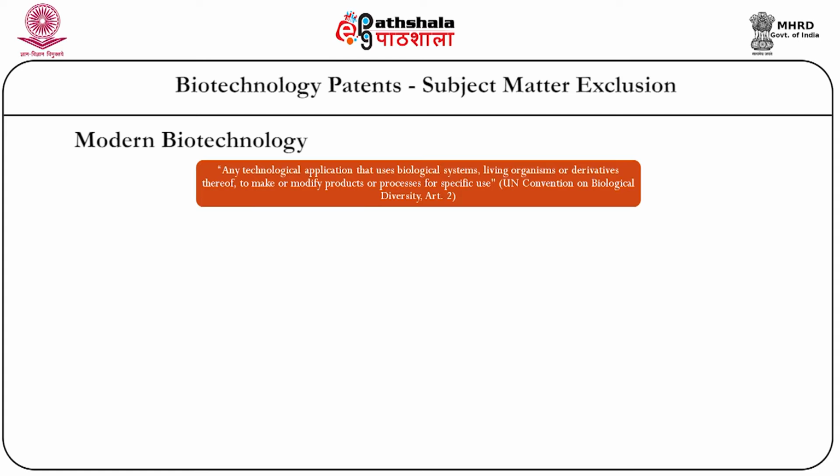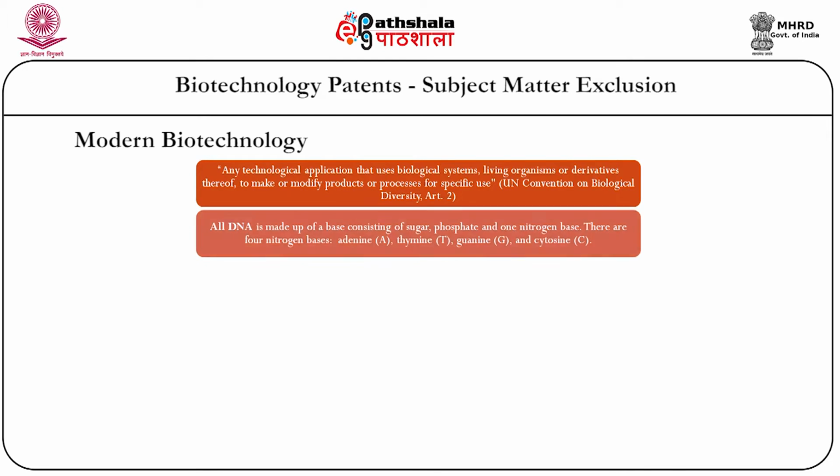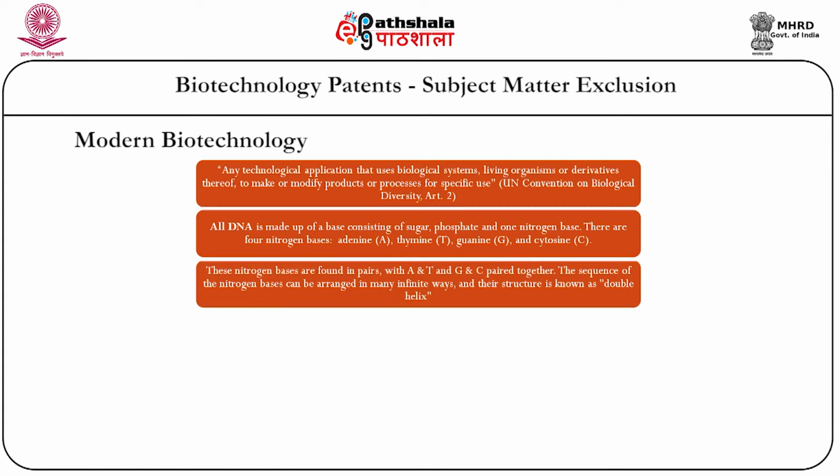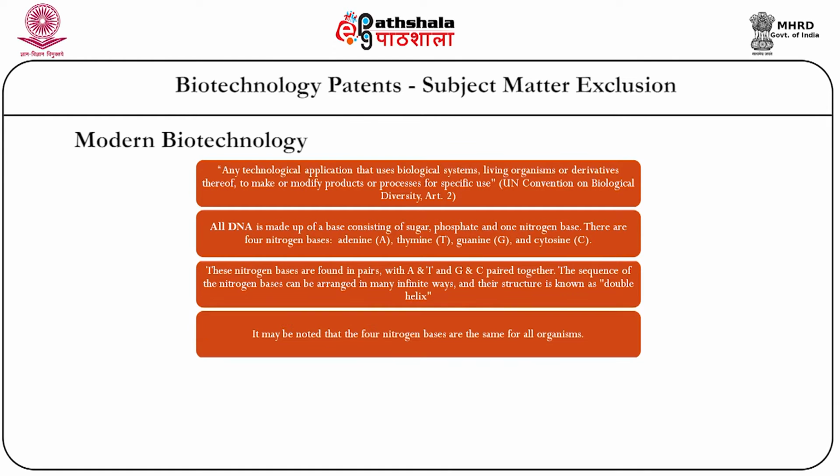The second important point to note in the context of biotechnology is that all DNA is made up of a base consisting of sugar, phosphate and one nitrogen base. There are 4 nitrogen bases: adenine, thymine, guanine and cytosine, and this is popularly called ATGC. These nitrogen bases are found in pairs with A and T and G and C paired together. The sequence of nitrogen bases can be arranged in many infinite ways, and their structure is popularly called the double helix. It may also be noted that the 4 nitrogen bases are the same for all organisms.